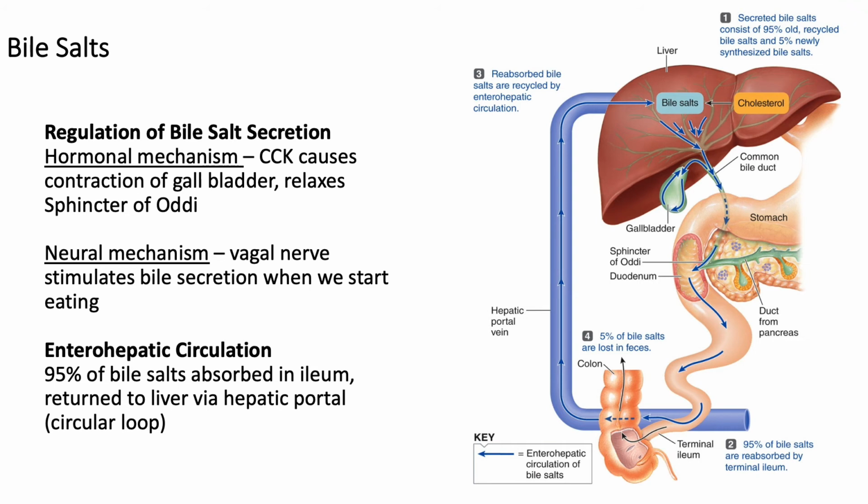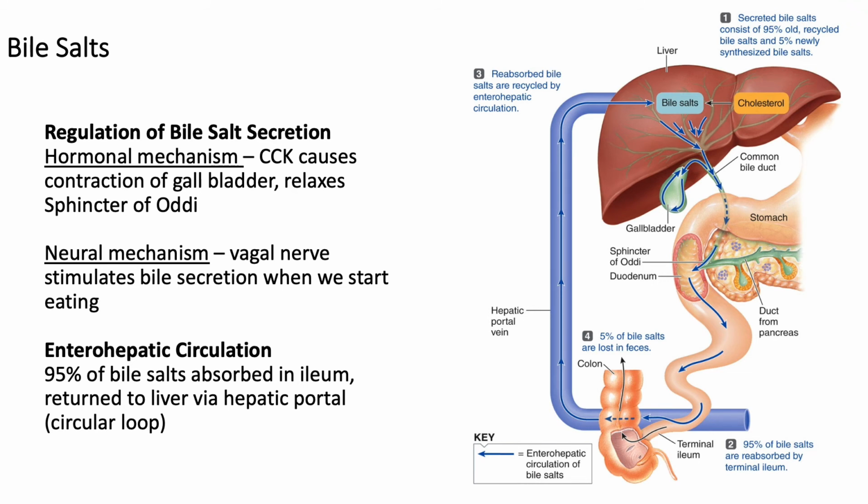The neural mechanism, on the other hand, leads to bile release when the vagal nerve stimulates secretion when we begin eating. So this is similar to that cephalic phase where we taste, smell, think, or see food. It's going to trigger a parasympathetic response leading to bile secretion.